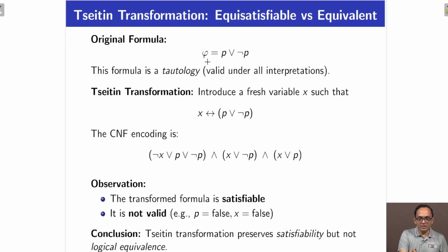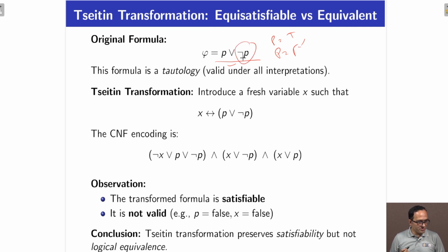Let us take my formula as P or not P. So, this formula is definitely satisfiable, for every possible value this is true. This is also valid as well, right, because if you give P equal to true, this will be true, and if you give P equal to false, then not P will be true. So, this formula is always true.